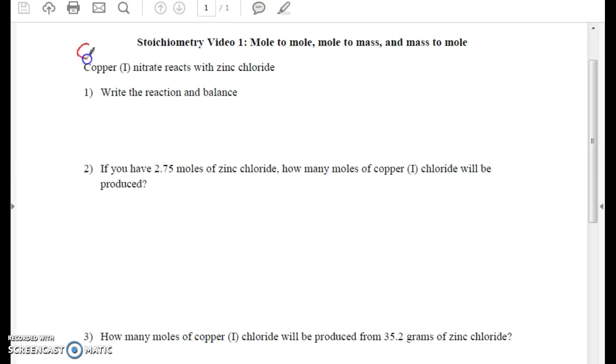So copper with a Roman numeral 1 is telling you that it's copper with a +1 charge, because copper can be either +1 or +2. Nitrate is NO3. That's a -1. So when you crisscross those, the +1 and the -1 basically go away. You get CuNO3. Zinc is a +2 charge. Chloride is off the periodic table. That's Cl with a -1. So when you crisscross the numbers, you get ZnCl2.